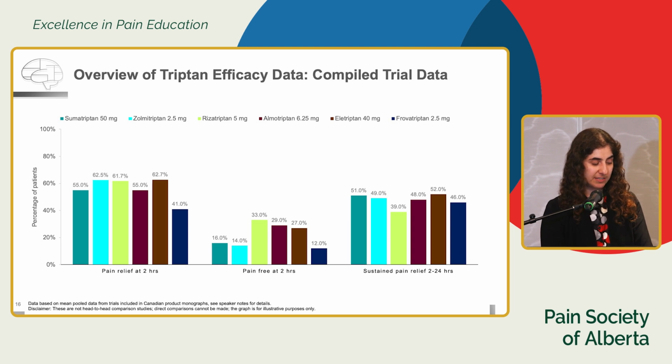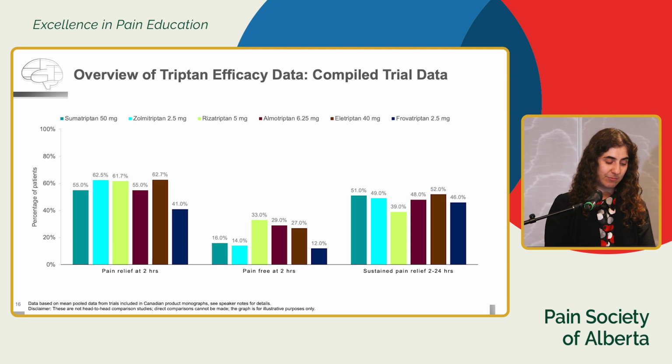But just so you get an idea, for pain relief at 2 hours, somewhere around 50 to 60% or so with the triptan medications, just as a ballpark. And for pain freedom at 2 hours, again, looking at the ones at the appropriate doses, somewhere between 25 to 30% or so pain freedom at 2 hours.